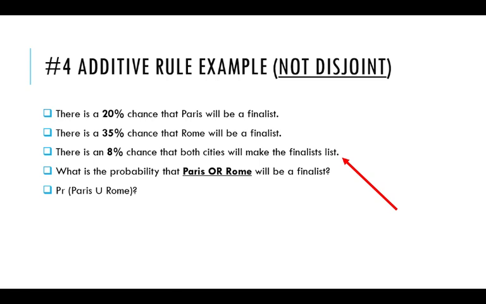But I want to point out one thing to you. There's an 8% chance that both cities will make the finalist list. Why am I giving you that information? What does that have to do with this calculation? So I've got event A with a probability of 20%, event B with a probability of 35%. But we have this overlap because they might both be on the finalist list, because there's going to be more than one finalist, right? So I've given you our intersection. So I've made this super easy.